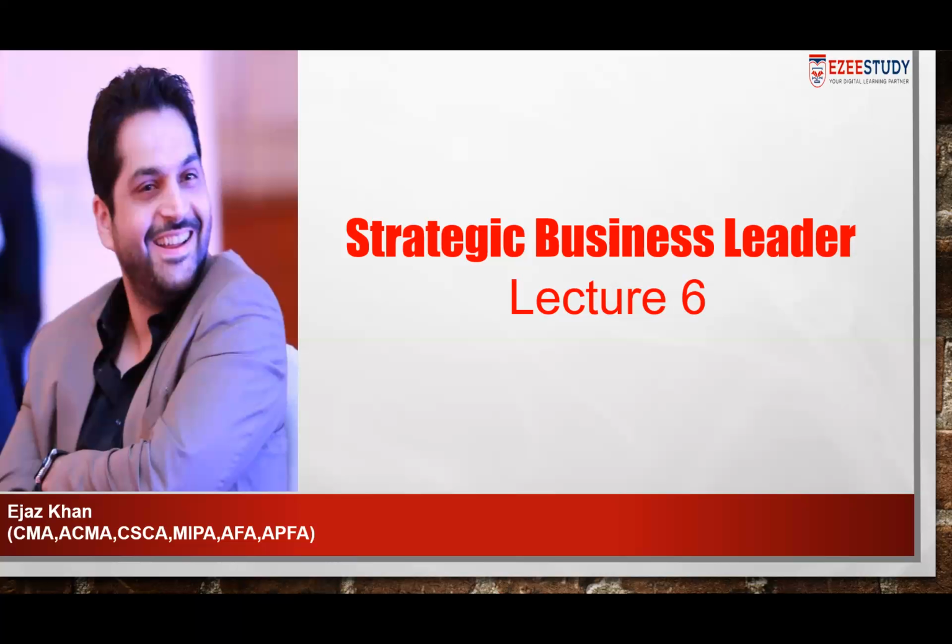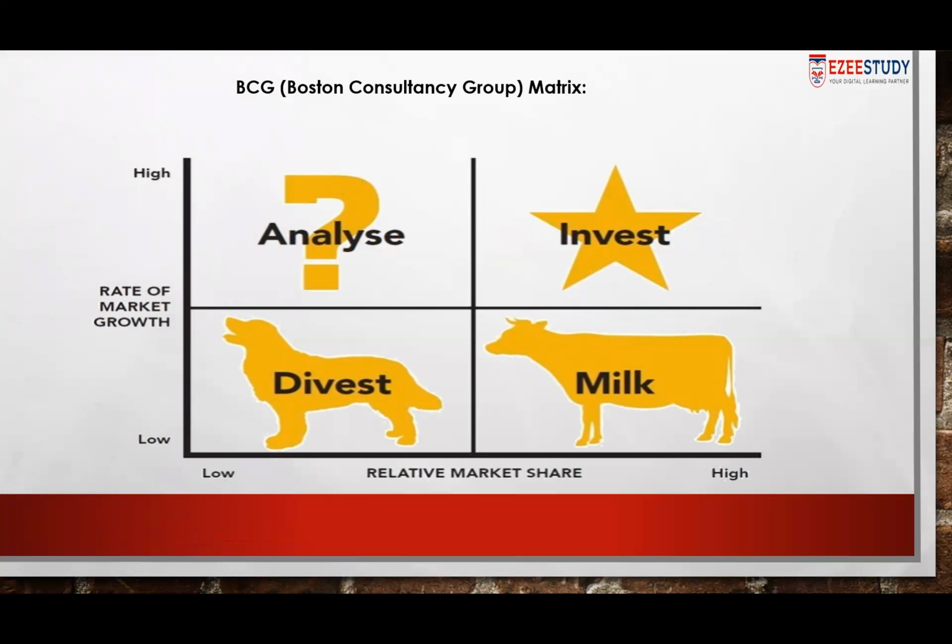Then we also discussed Porter's generic strategies. That is, once a company starts the process of planning or making strategies, it has to decide which generic strategy it is going for. And we discussed three basic strategies proposed by Porter, which are cost leadership, differentiation, and the focus strategy. We will continue with that strategic planning process in today's lecture as well.